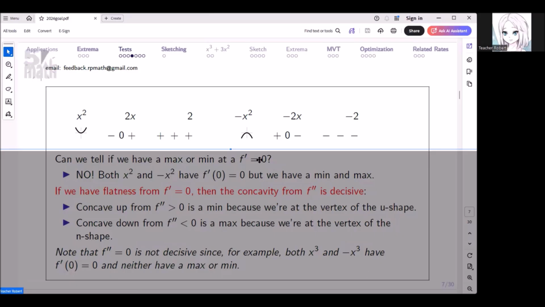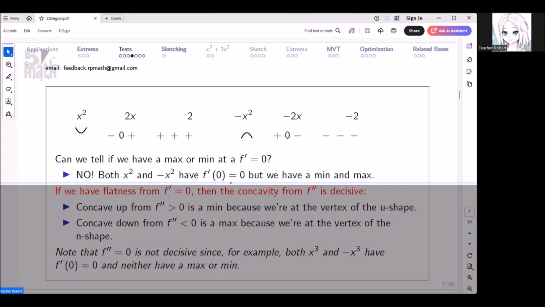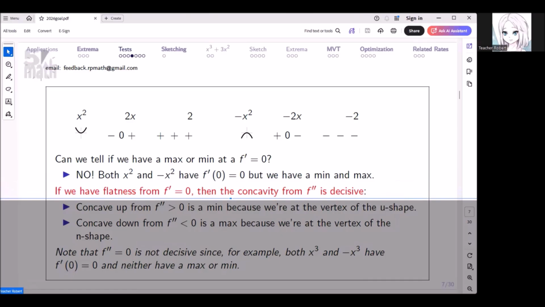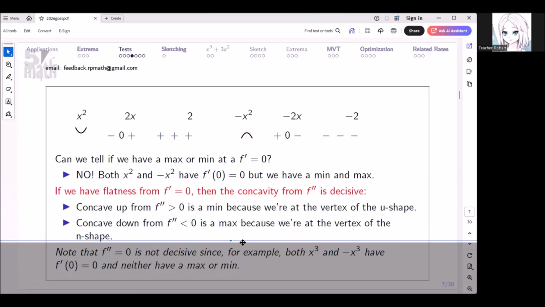Here are some examples. Can we tell if we have a max or min at f prime equals 0? No. Both x squared and minus x squared have f prime of 0 equals 0, but we have a min and max. If we have flatness from f prime equals 0, then the concavity from f double prime is decisive. Concave up from f double prime greater than 0 is a min because we're at the vertex of the U shape. Concave down from f double prime less than 0 is a max because we're at the vertex of the N shape.